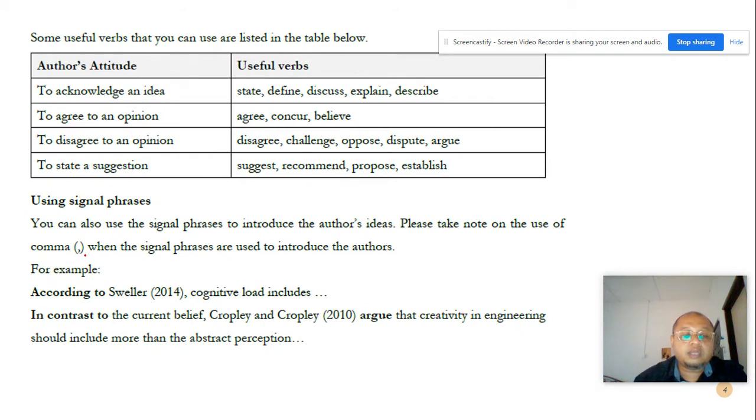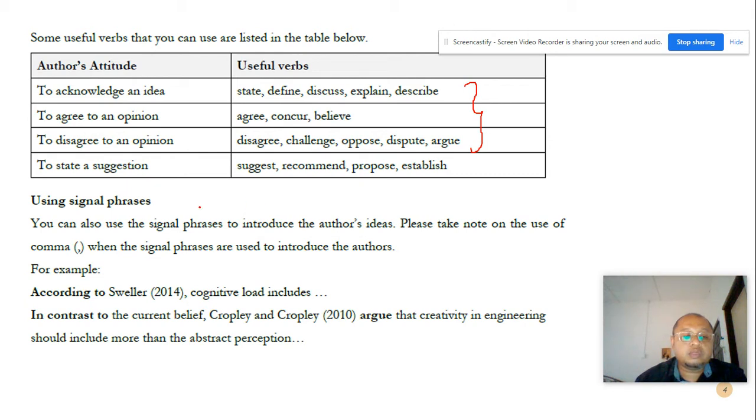Some useful verbs that you can use are listed in the table below. So to acknowledge an idea, to agree to an opinion, to disagree to an opinion, to state a suggestion. And here are the useful verbs that you can use for each of the author's attitudes mentioned: state, define, concur, oppose, propose, establish.